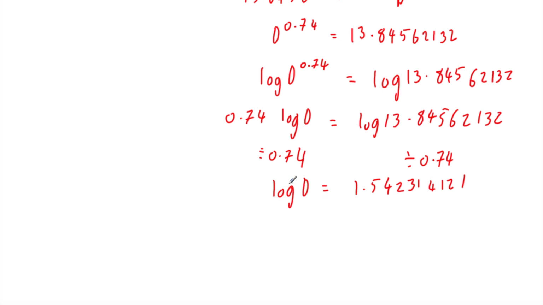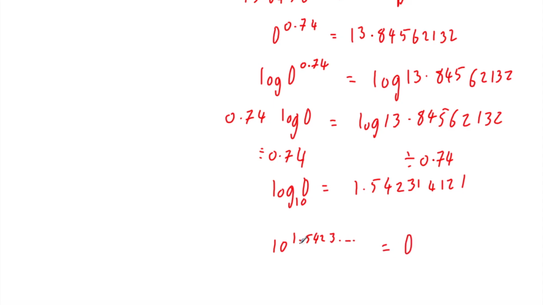We just need to find out what d is now. So here we've got the log of d. So that's log to base 10 of d is equal to 1.54 and so on. So here we've got the base, the power, and the answer. So the base, 10, the power, 1.5423 and so on. That's equal to d.